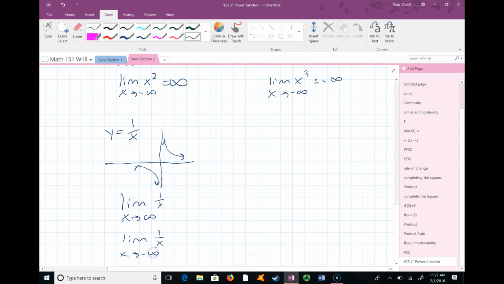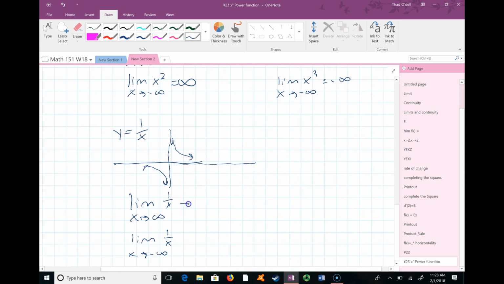So notice in this case, as x gets bigger and bigger, my y values are getting smaller, aren't they? As I run out to the right, I'm watching the graph, it's coming down, getting smaller and smaller. But there is a limit to how small it can get, because it'll never cross 0. It'll get infinitely close to 0, but it'll never touch 0. So we say the limit of 1 over x as x approaches infinity is 0.